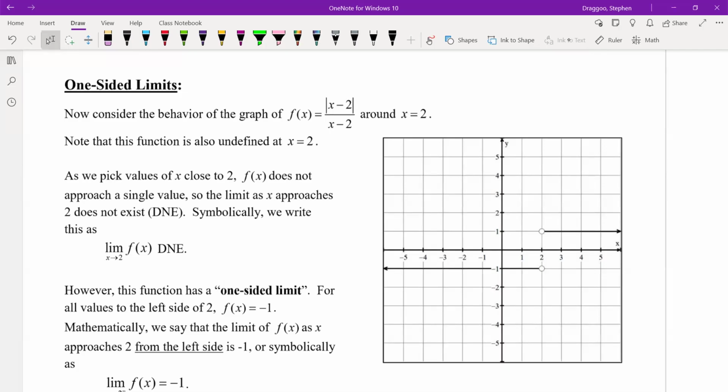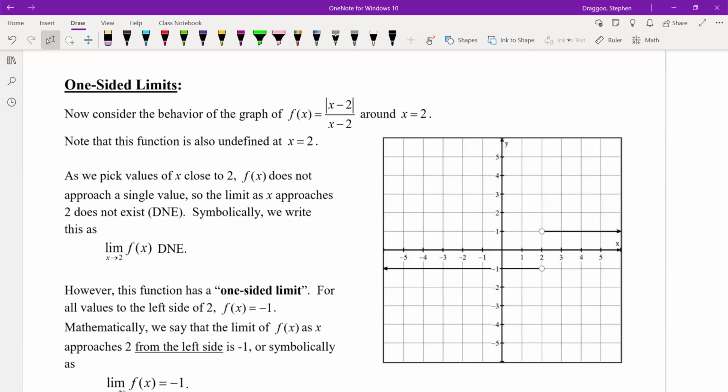Because if I look on the right side, my graph is equal to 1, but if I look on the left side, my graph is equal to -1. So if I try to just take a limit as x goes to 2, how would I know which number to go to? I don't know if I have to go to 1 or -1. And if I don't know which number I'm supposed to go to, it means the limit does not exist.